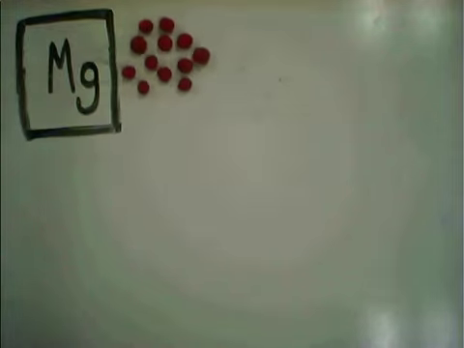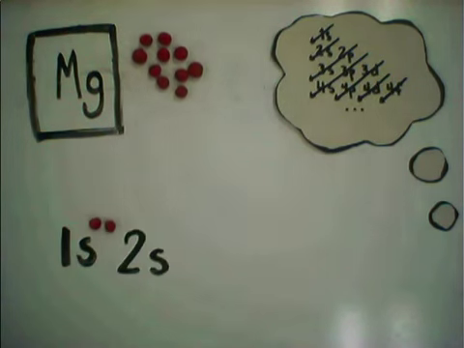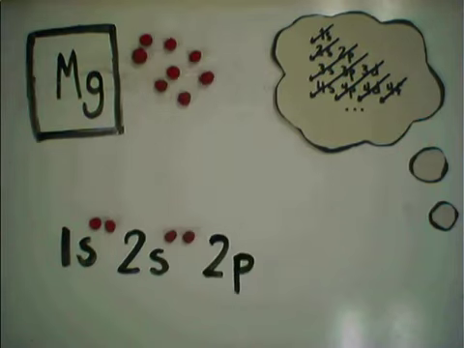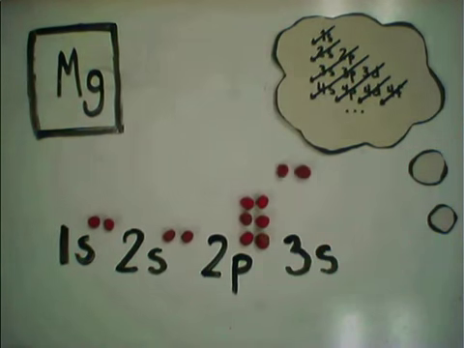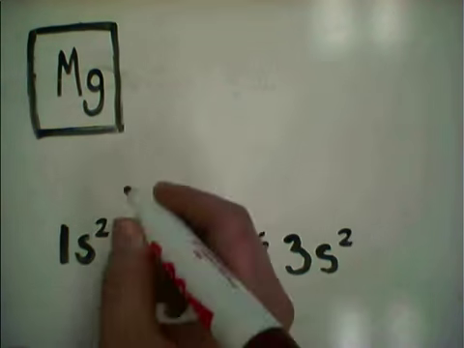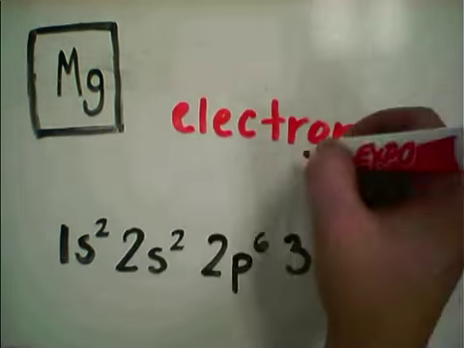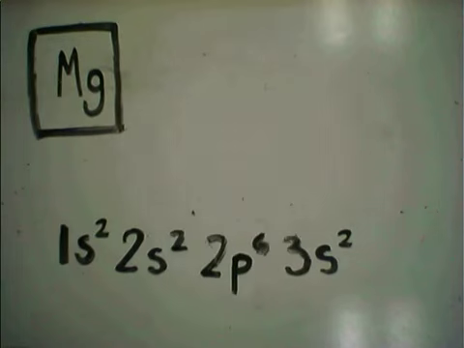To see this in action, let's work with an atom called magnesium. Magnesium has 12 electrons. Now remember the diagonal rule. 1s holds 2 electrons, 2s holds 2 as well, 2p holds 6 electrons, and the last 2 electrons fit perfectly in 3s. You can write these numerically. When you do that, you've got electron configuration.